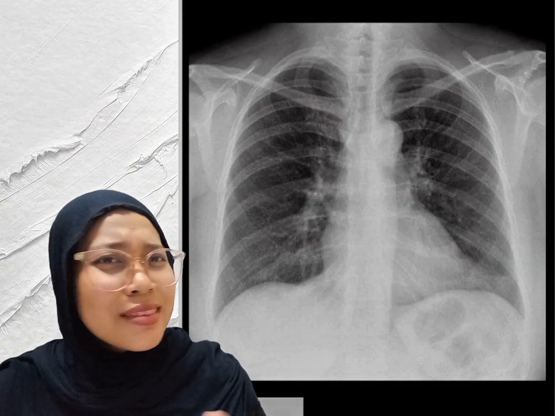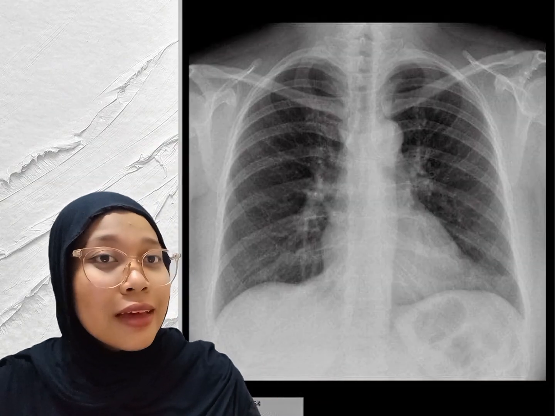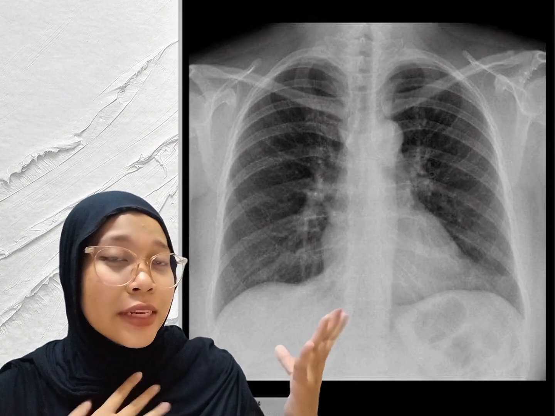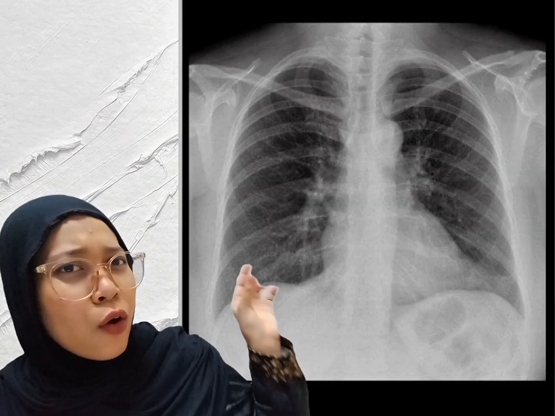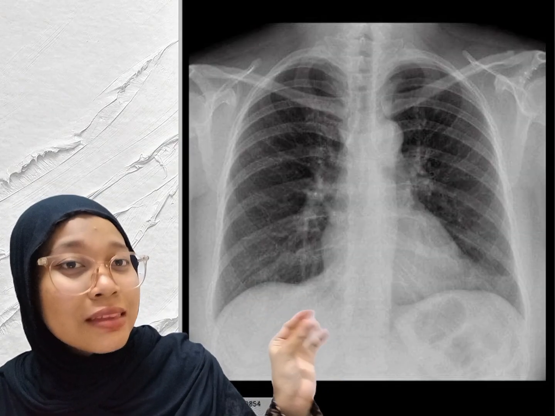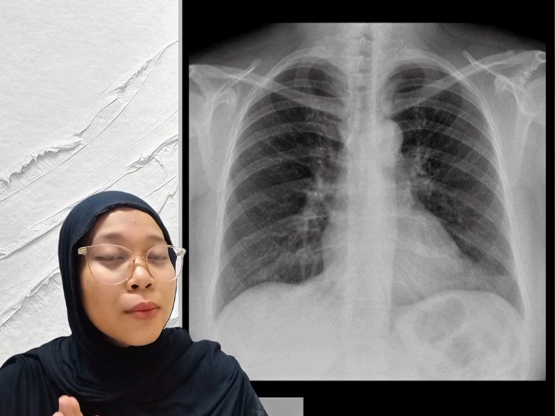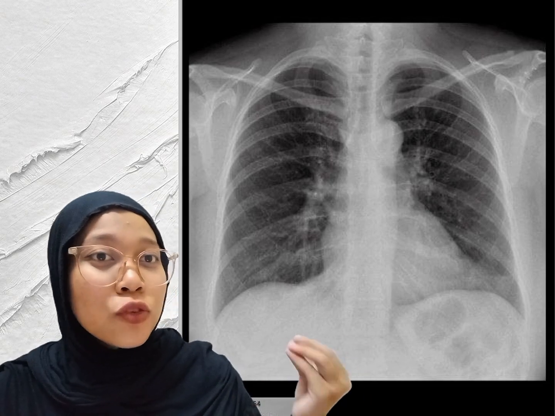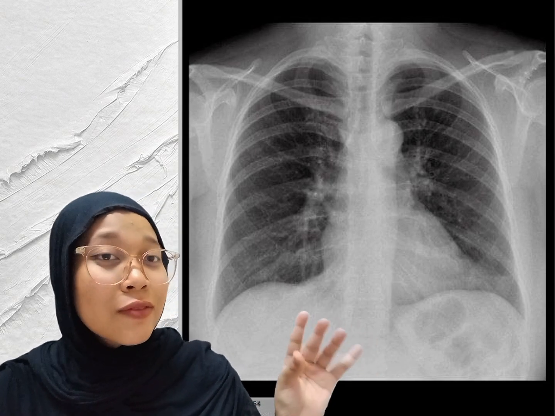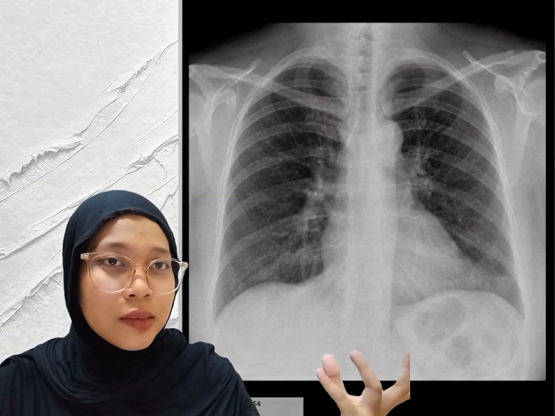Next, for the exposure. kVp used is inadequate for penetration and radiographic contrast. It's evident by the bony cortical outline of the thin structure, which is the vascular marking, can be visualized. But the bony cortical outline of the thick structure, which is the thoracic vertebra, cannot be visualized.